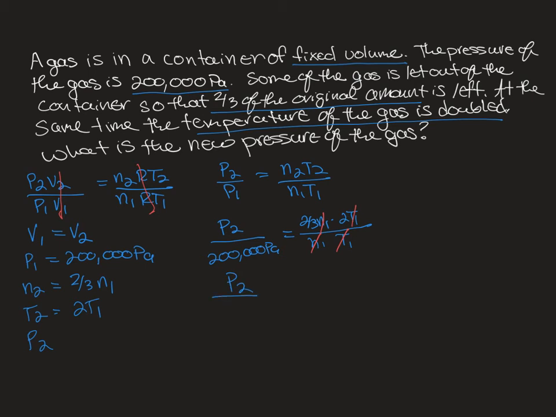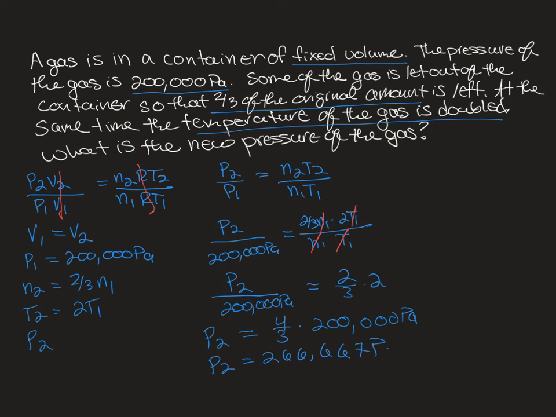So it's going to leave me with P2 over 200,000 pascals equals 2/3 times 2. That means P2 is equal to 4/3 times 200,000 pascals. All right, so I'm going to get my calculator out to do this one. That means that P2 is going to equal 266,667 pascals.